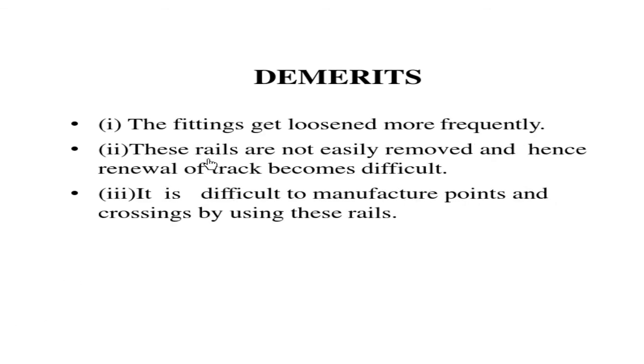Then come the demerits. What happens is, here chairs are not used and the fastenings we use are also fewer. But the fittings that are used get loosened more frequently. Then here the rails are not easily removed. The bull-headed was easy in track renewal, or it could be changed a little more easily. But when it comes to this kind, it is not easily removed and hence renewal of track becomes difficult. Then this kind is difficult to manufacture for points and crossings. Okay, these are the demerits.